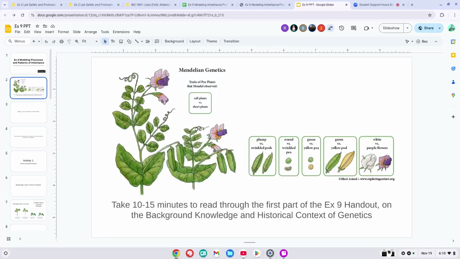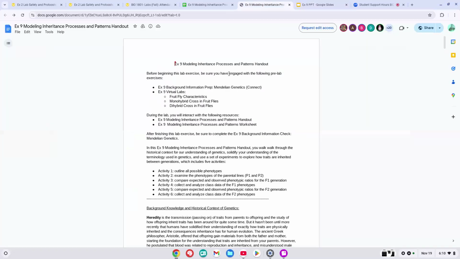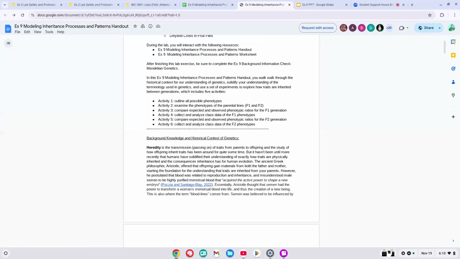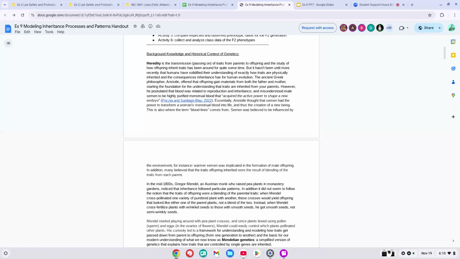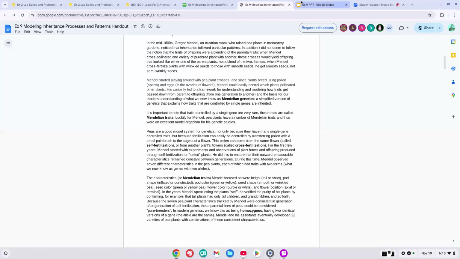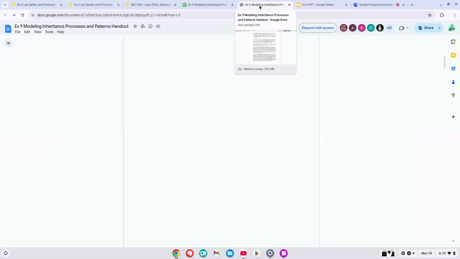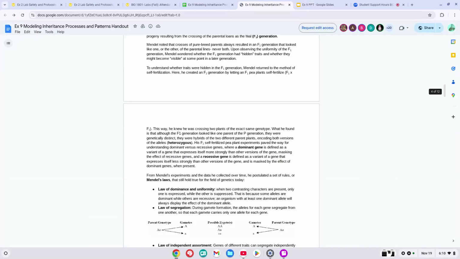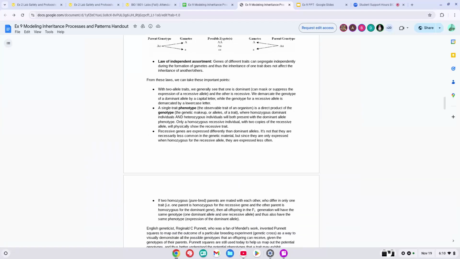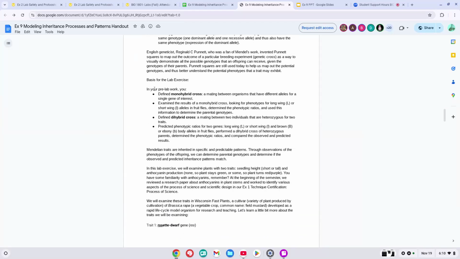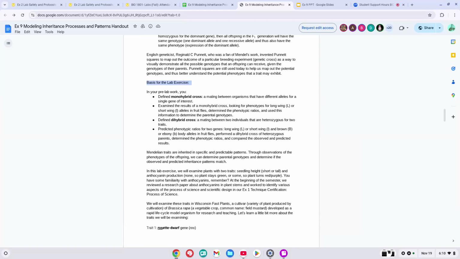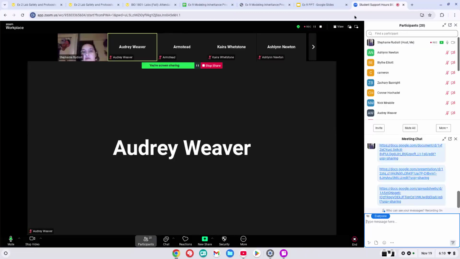So basically, we're going to study the principles of something called Mendelian genetics. So there is this handout here. So this modeling inheritance patterns and processes handout. I know some of you guys haven't read this. So basically, what I'm going to do is go ahead and give you about 10 minutes to read this over. And you're just going to read through this first part. So you're going to want to kind of come down and read down to about here until it says basis for the lab exercise. And then after basis for the lab exercise, you can stop. We'll take a moment and we'll talk about it.